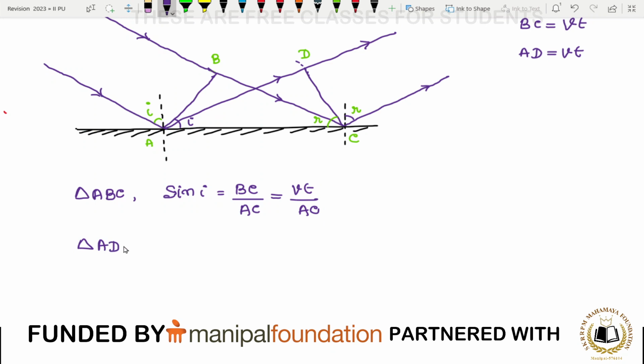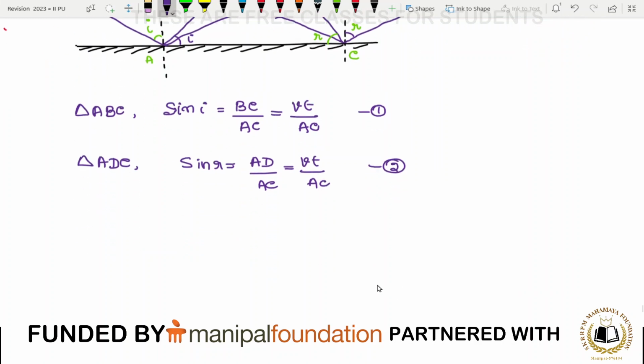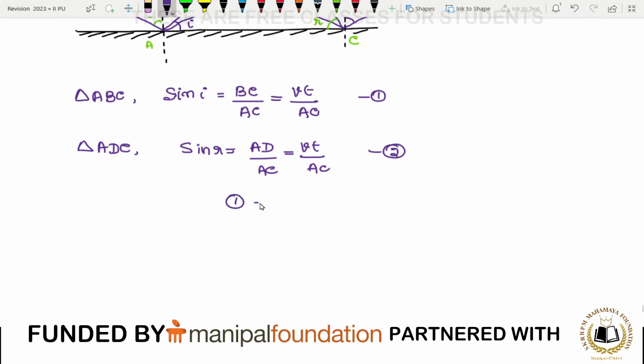Next, triangle ADC. R is here. So sin R is equal to the opposite side. What is that? AD divided by AC. So AD value, how much here? AD value is also the same. V into T divided by AC. Equation 1 and equation number 2, equate both. These both are equal, right?